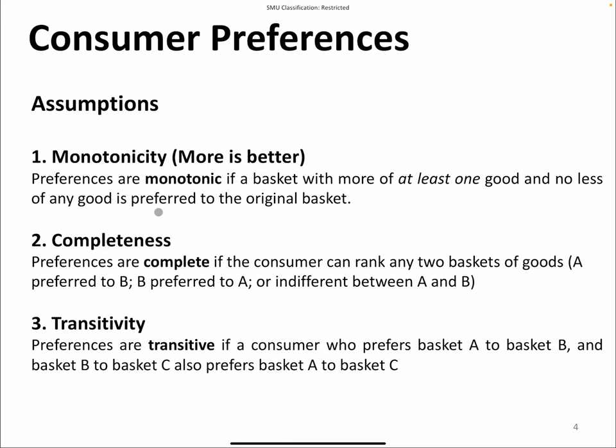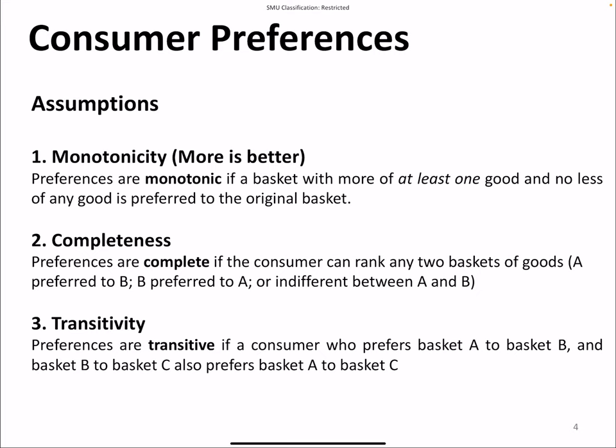If I give you basket A, basket B, whatever random baskets, you have to know your preference. You cannot say, oh, I don't know about this preference, I don't know what I prefer. So completeness is that you know your preference for any given basket.